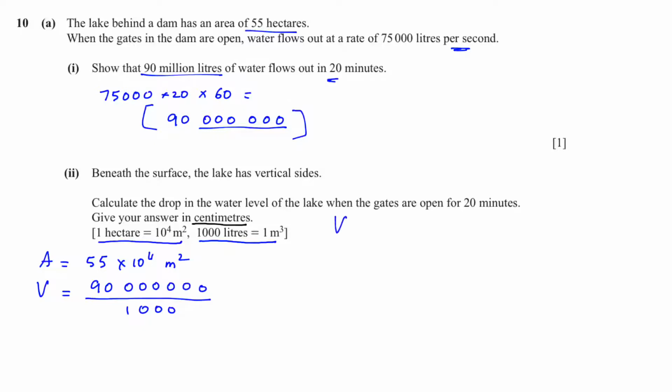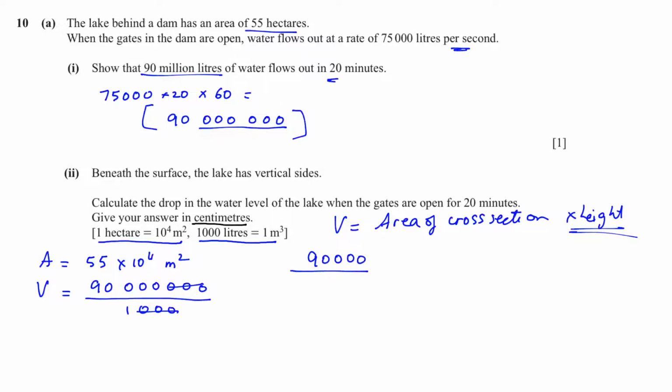You need to know this, that when you want to find the volume, if the area is given to you, so area of cross section times the height or the length, depending on the question, is equal to the volume. You want to find the height, you have your volume. We can simplify this. We cancel the 3 zeros out. So 90,000 is your volume divided by the area of cross section, which is 55 multiplied by 10 to the power of 4. That will give us the height.